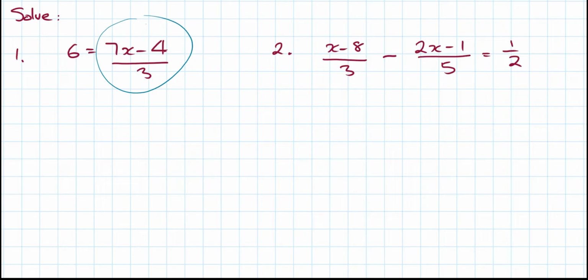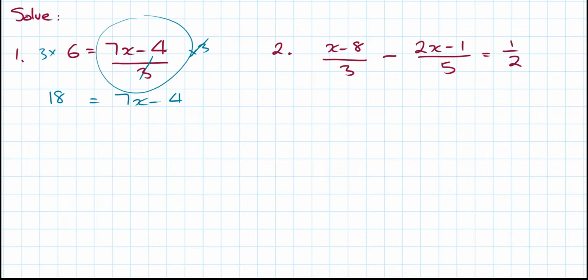Remember, when solving equations, whatever we do to one side of the equation, we need to do to the other side as well. So if I multiply this side by 3, I need to multiply that side by 3 as well. When I do that, these two cancel, and on the right hand side I'm just left with 7x minus 4. On the left hand side of the equal sign I'm left with 18, so 3 times 6 is 18.